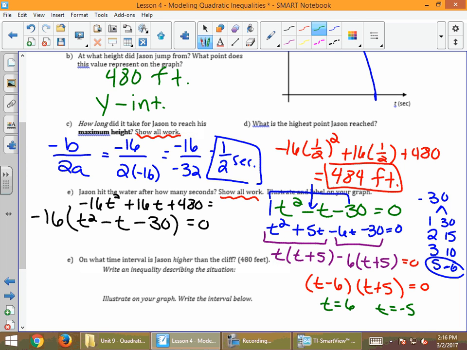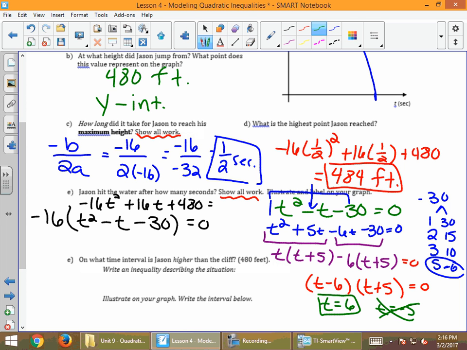You notice you have two answers. Okay? Which of those answers make the most sense? t = 6. Good, very good. In real world situations, we can't have negative time. We can't have negative 5. You have to be careful with those.